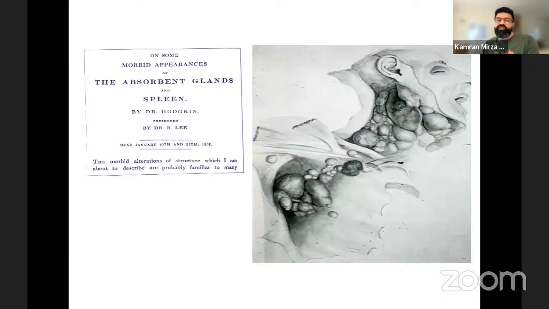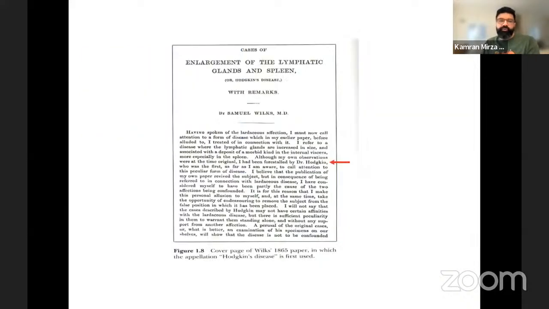And these are his original drawings of lymphoma, right? This is from a post-mortem dissection, and it's a drawing of all these large lymph nodes in this patient. We know them as lymph nodes now, but at that time they were known as absorbent glands. And you can see why they were called absorbent glands, because it looks like they've absorbed something, right?